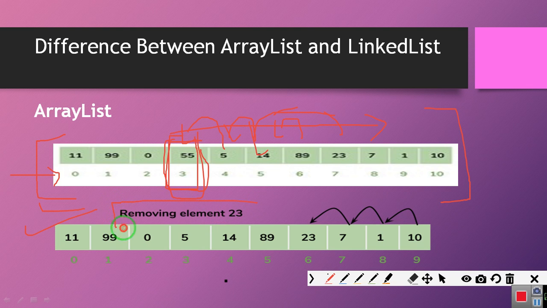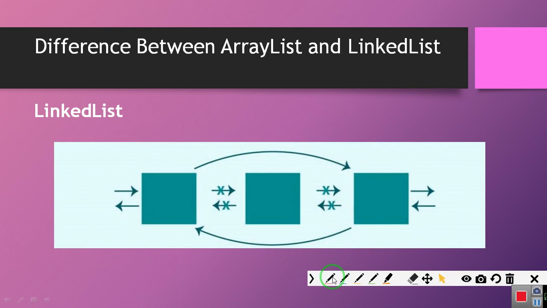Now if I want to remove 23, what will happen? 23 is located here, so all the elements after it will be shifted to here. So bit shifting is required, which means extra operations, extra work is required, so we say that ArrayList is slow.